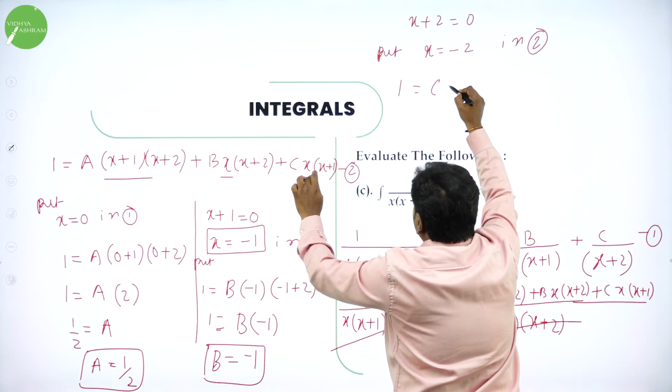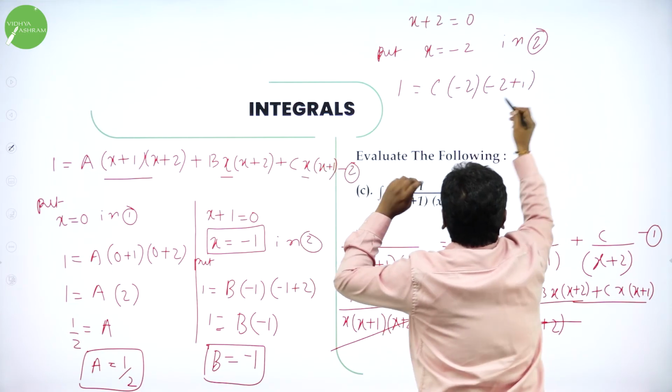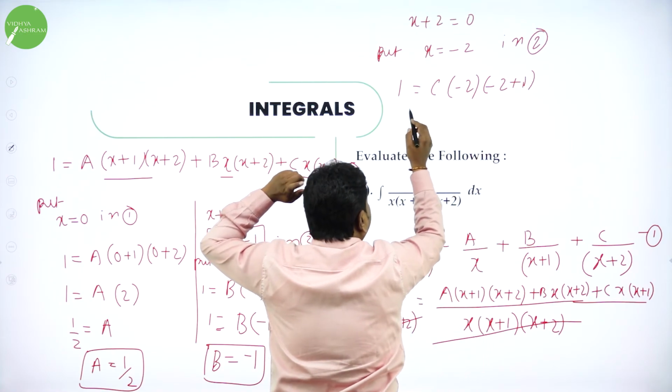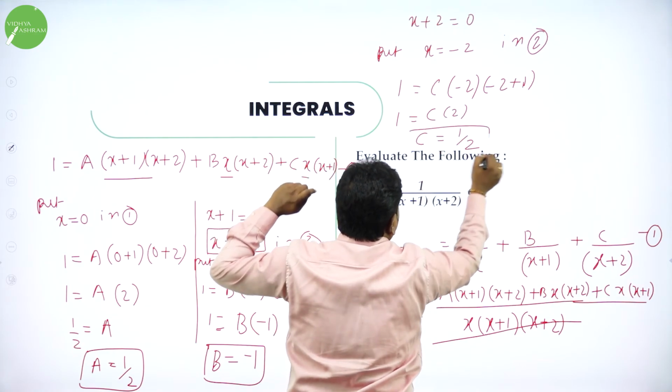Here I have x plus 2, leave it. Directly take c. X is minus 2 into minus 2 plus 1. Simplify this. You know minus 2 plus 1 is minus 1. Minus into minus becomes plus 2. So 1 is equal to 2 into c, or c is half. So you got a, b, c.